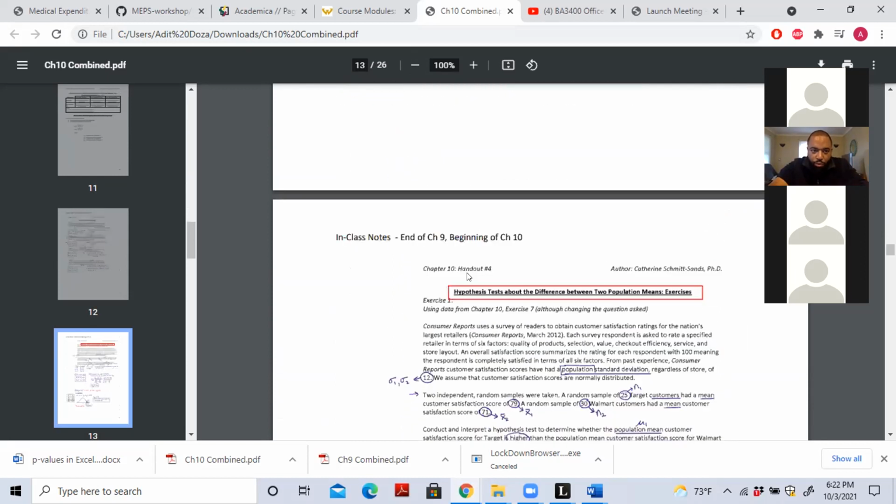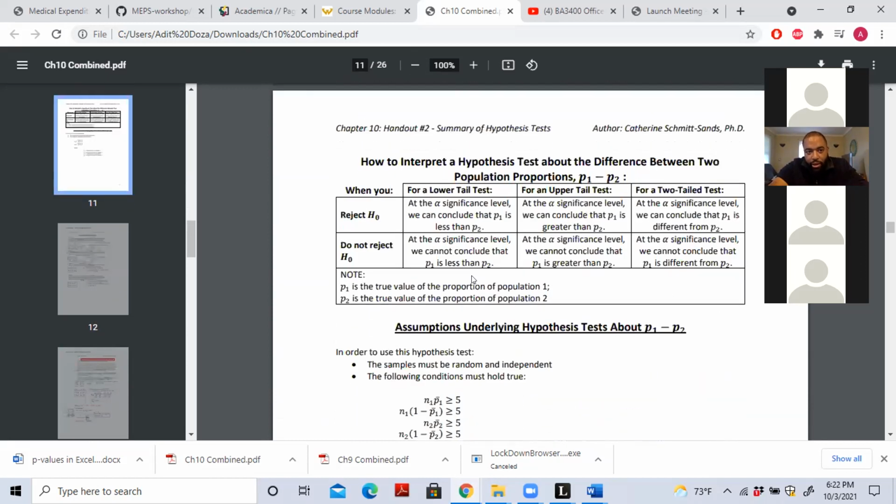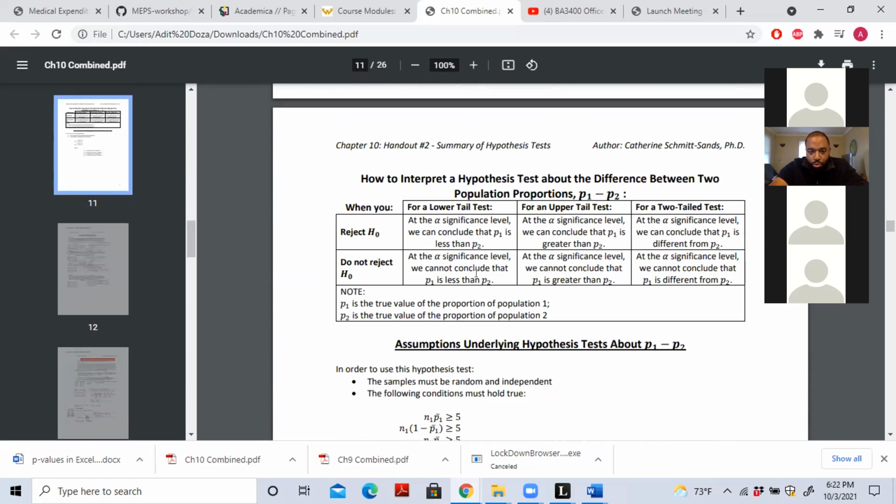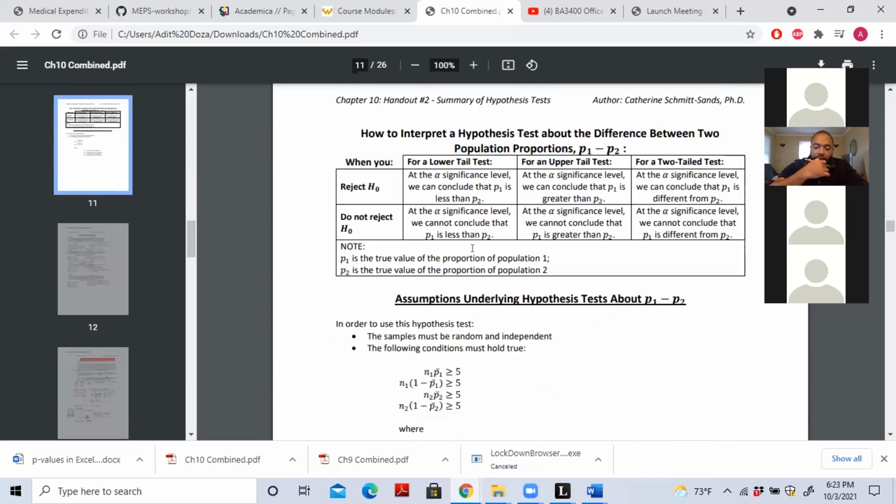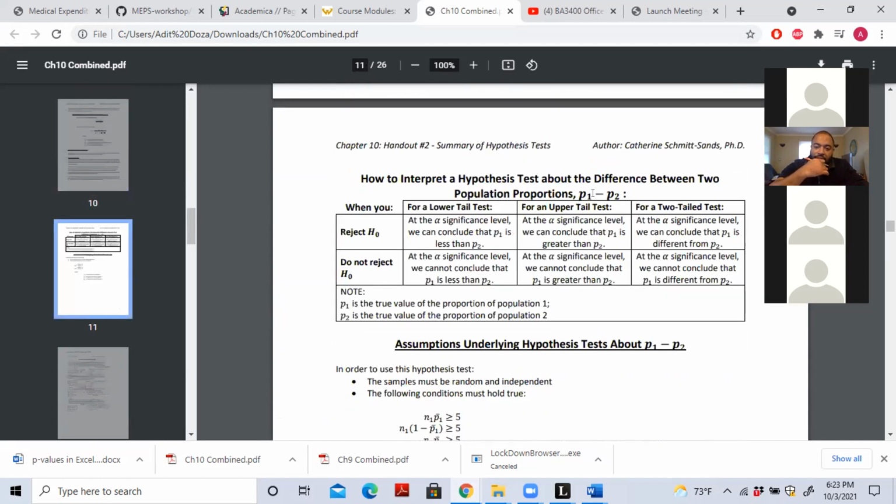For chapter 10, like the proportions, is it the same rejection rules? Yeah, they're pretty much similar. It's very similar to chapter 9, just that now we have 2. Previously, we only had 1 in chapter 9. So now it is the difference between 2.